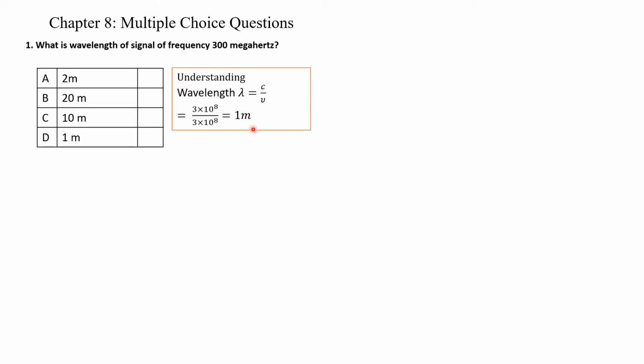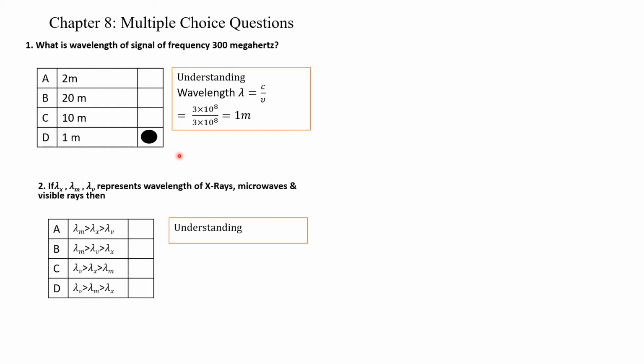It is given that the frequency of the electromagnetic wave signal is 300 megahertz. 300 megahertz means 3 into 10 to the power of 8 hertz. So, dividing c by v, we get the answer as 1 meter. Here the given option D is the correct answer. So, you have to answer the question by just encircling the answer with a black or blue pen.